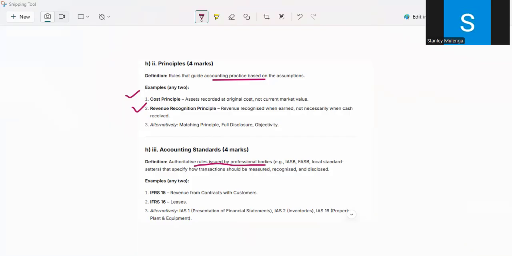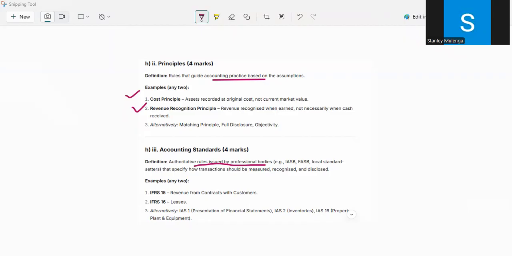So accounting standards are official rules that are set by these bodies to ensure that all companies prepare accounting the same way. We have standards like IFRS 15, which looks at revenue recognition. It explains how revenue should be recorded from contracts, so it records how and when to record sales.